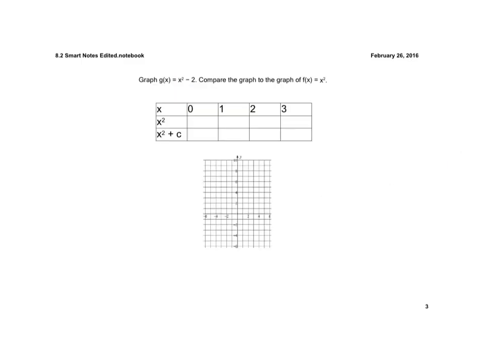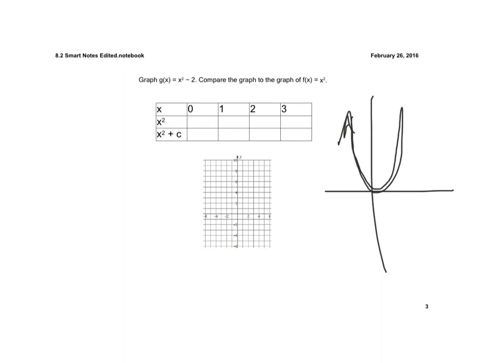If we're going to graph this, again, we're going to compare it to the graph of y equals x squared, which, remember, goes right through the origin, (0, 0). In this case, we plug in 0 for x, so 0 squared is 0, and 0 minus 2 is negative 2. Then 1 squared is 1, and 1 minus 2 is negative 1. 2 squared is 4, and 4 minus 2 is 2. And 3 squared is 9, and 9 minus 2 is 7.